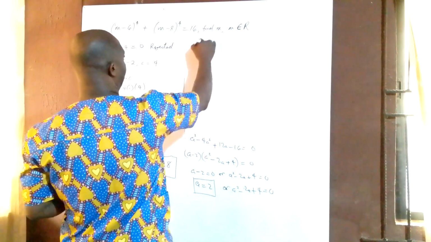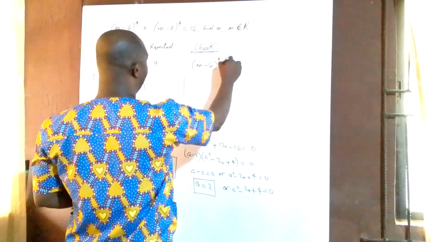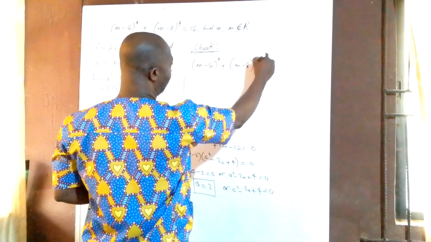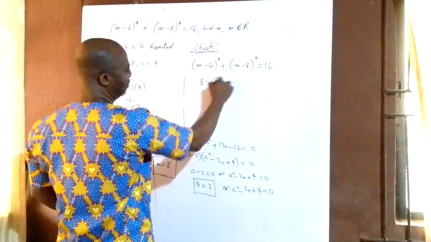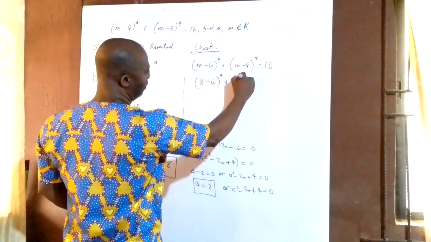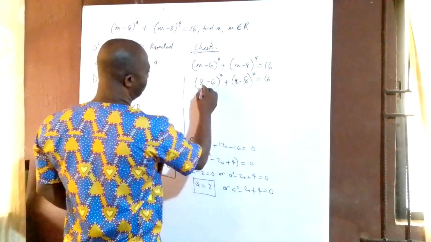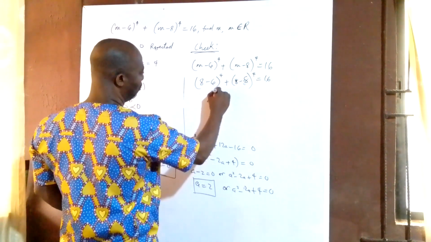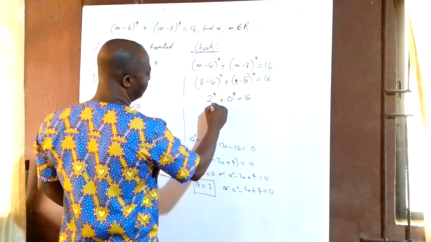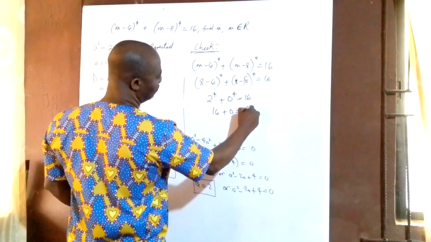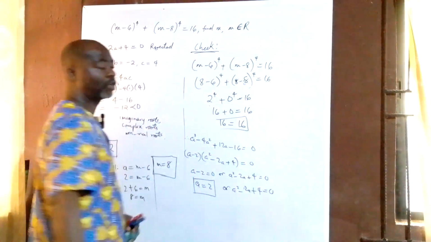So if we have m minus 6 to the power of 4 plus m minus 8 to the power of 4 equal to 16, and m is 8, we have 8 minus 6 to the power of 4 plus 8 minus 8 to the power of 4 equal to 16. So we have 8 minus 6 is 2 plus 8 minus 8 is 0. This is 16 plus 0 equal to 16. Okay, so 16 equal to 16. So the solution is correct.